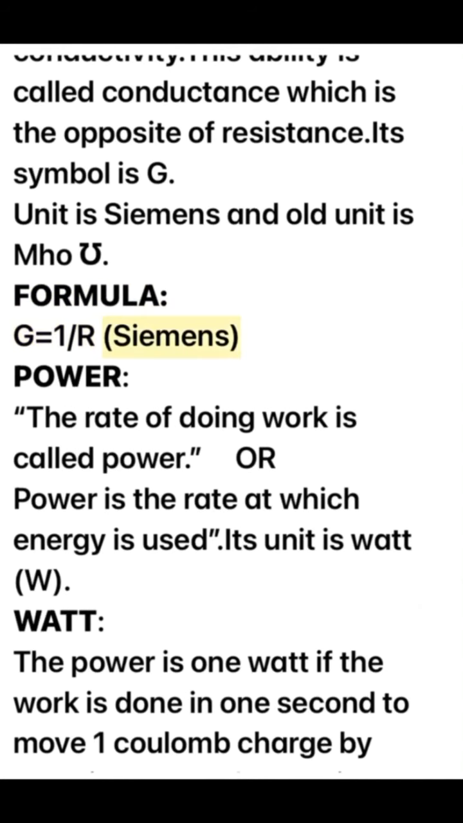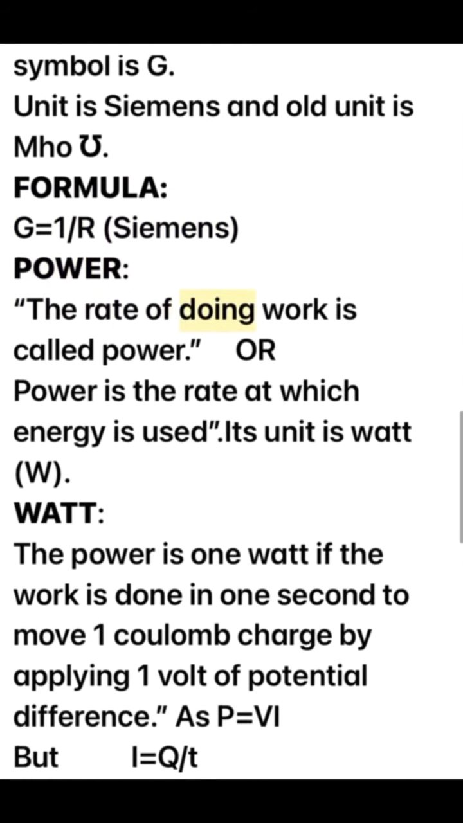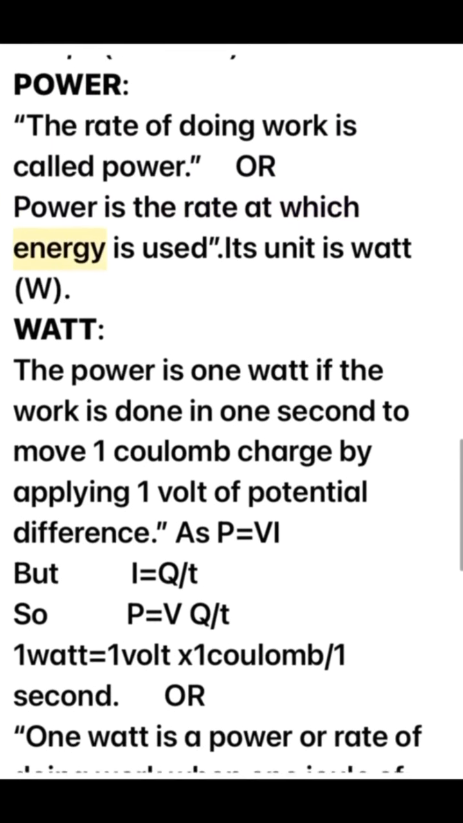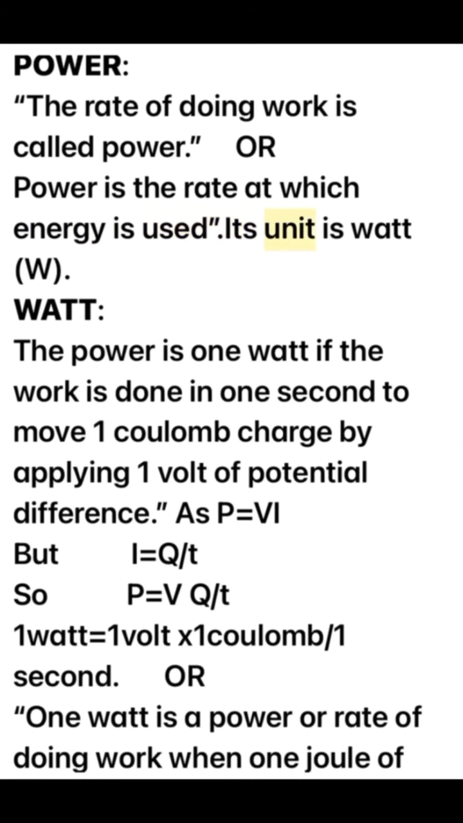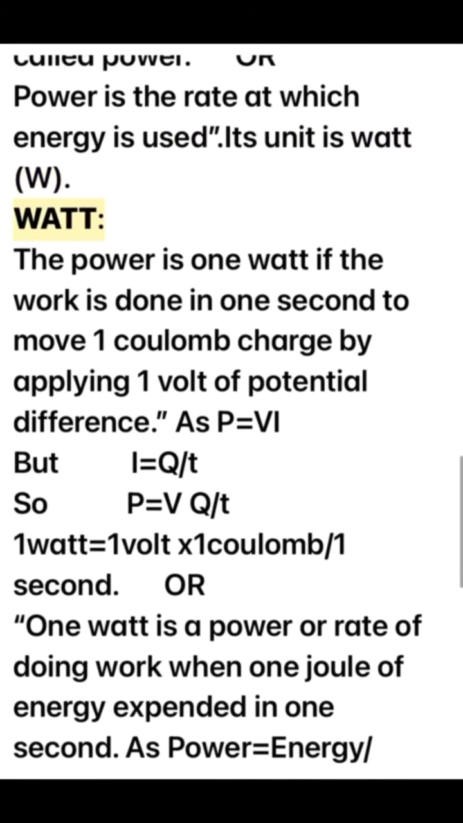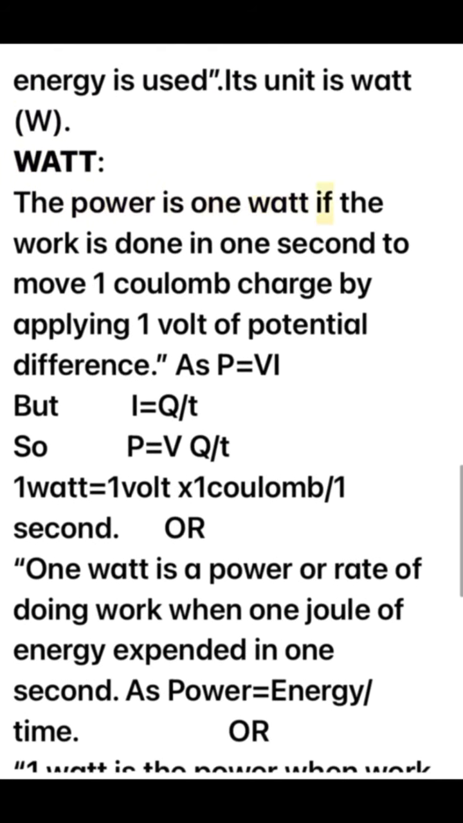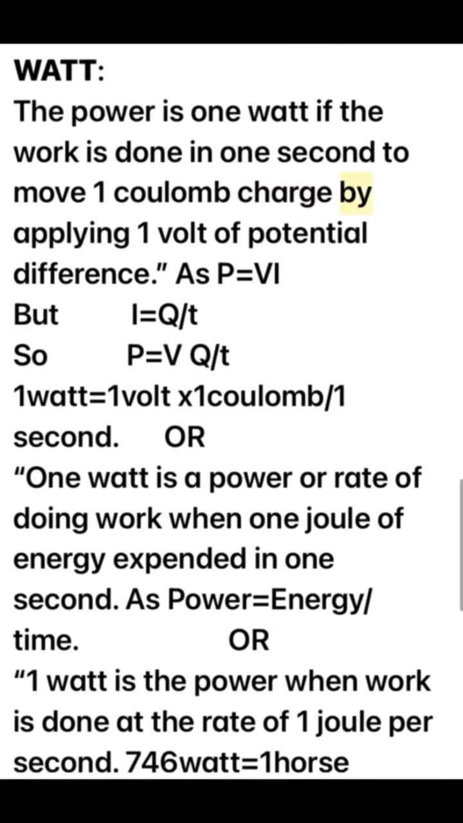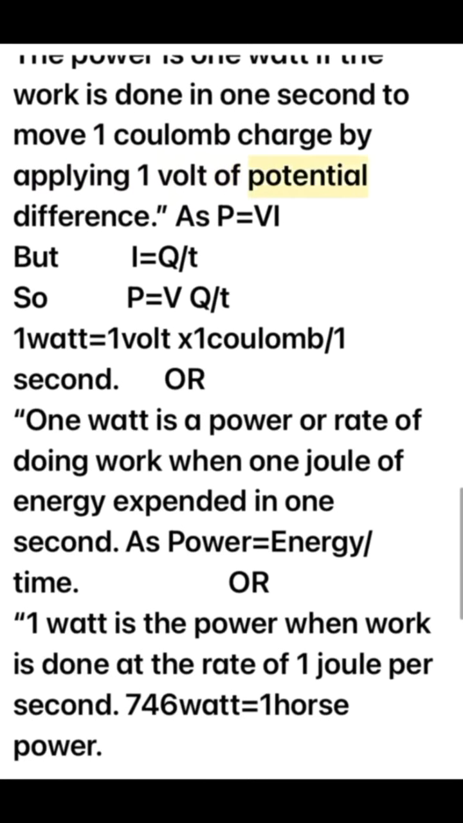Power. The rate of doing work is called power, or power is the rate at which energy is used. Its unit is watt, W. The power is 1 watt if the work is done in 1 second. To move 1 coulomb of charge by applying 1 volt of potential difference, P equals VI, but I equals Q/t. So P equals VQ/t. 1 watt equals 1 volt times 1 coulomb/1 second.